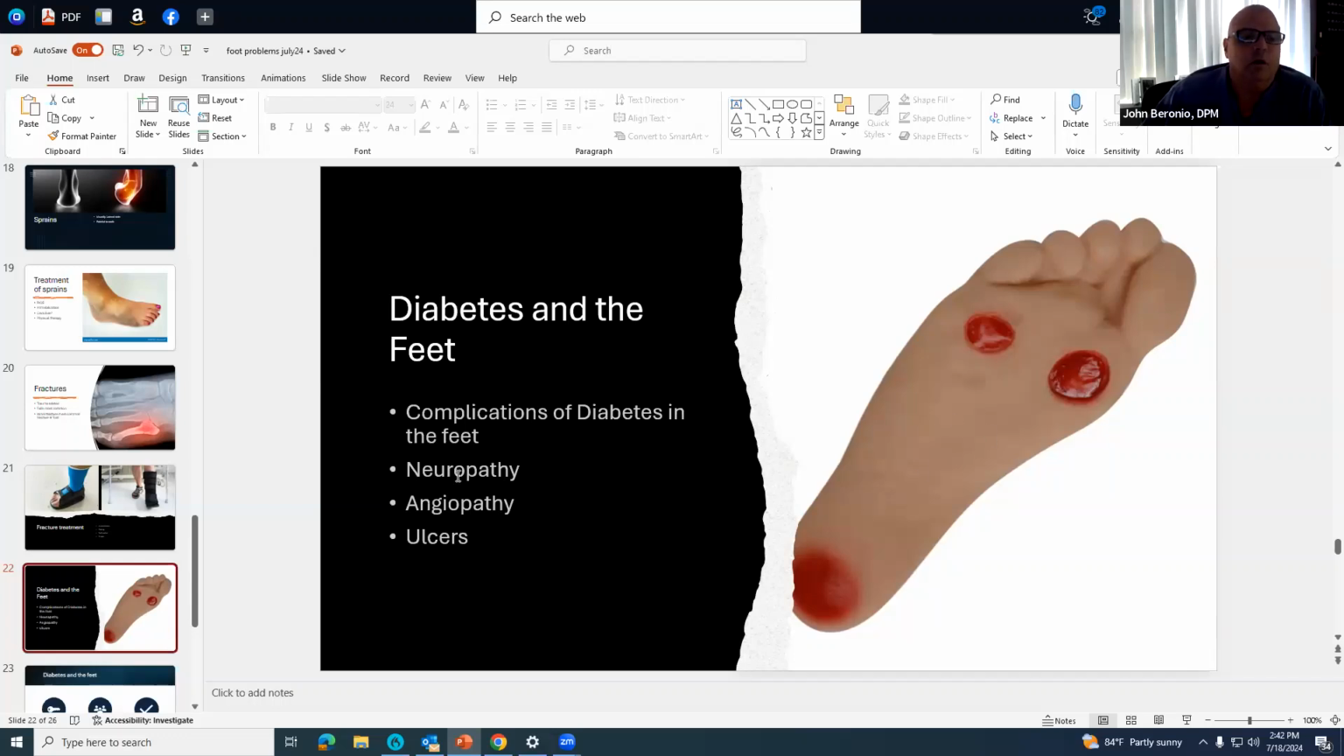And if you have the neuropathy, which again is loss of sensation, then you're more prone to what are called ulcers. Ulcers are these little holes within pressure points of the foot.